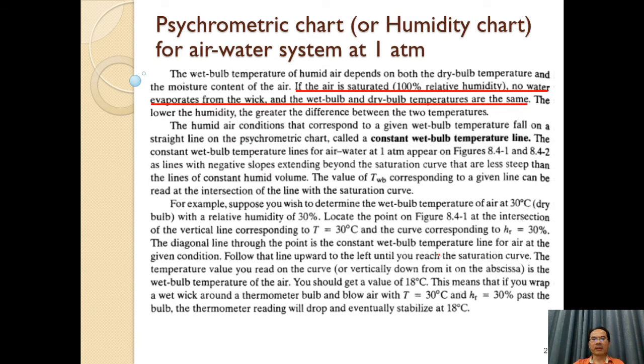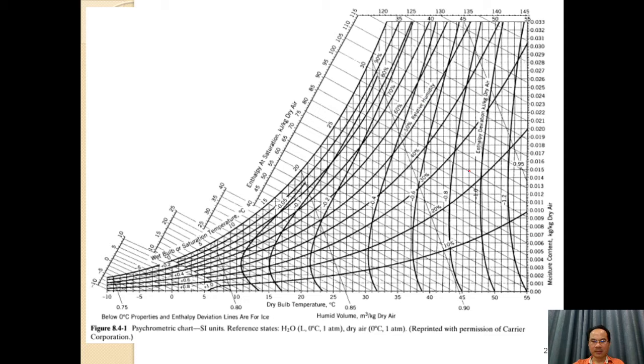How to determine the wet bulb temperature? The wet bulb temperature of humid air depends on both the dry bulb temperature and the moisture content. If the air is saturated, 100% relative humidity, no water evaporates from the wet bulb, and the wet bulb and dry bulb temperatures are the same. So for example, how do we read the wet bulb temperature from the curve?